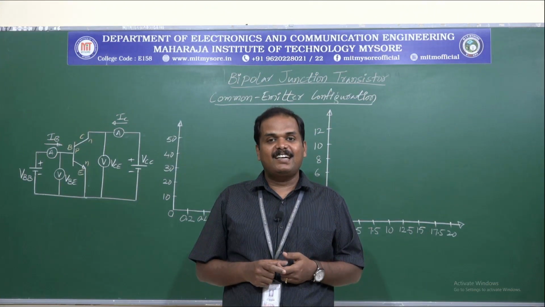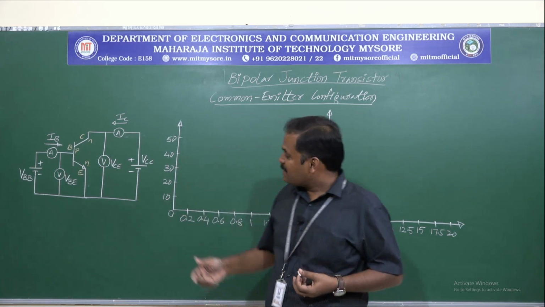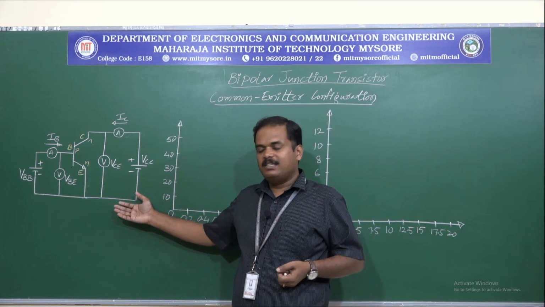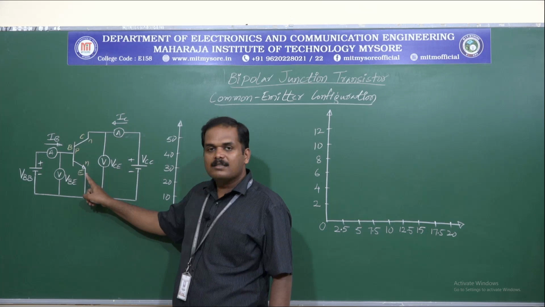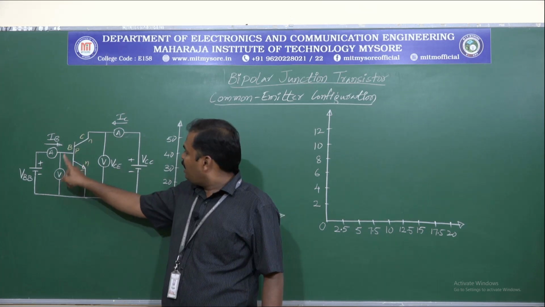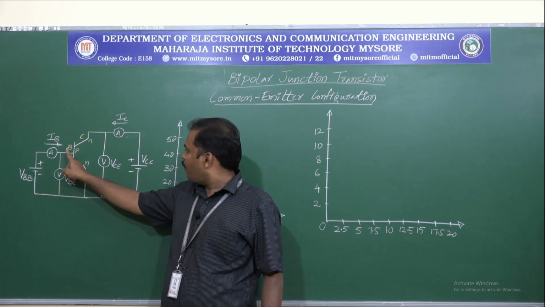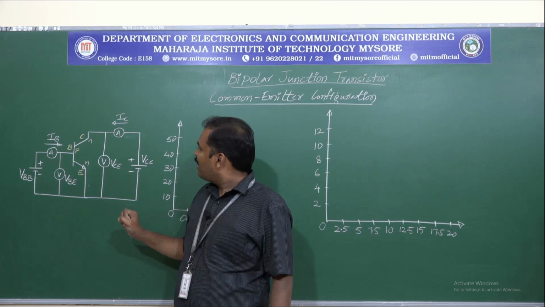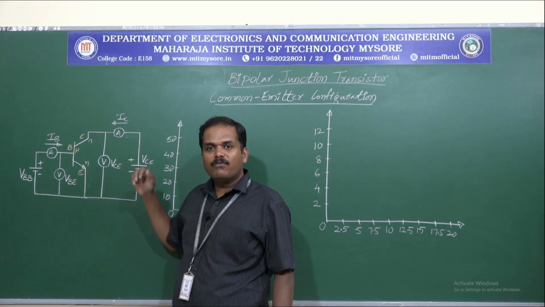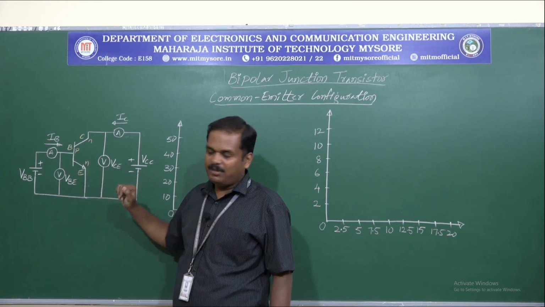Now let us understand the input and output characteristics of common emitter configuration of the BJT. The circuit diagram is shown in this diagram. Here we can see the emitter terminal is common between the input circuit and the output circuit. The input circuit is made up of the base-emitter junction, or base and emitter terminals, and the output circuit is made up of the collector-emitter junction, or collector and emitter terminals.